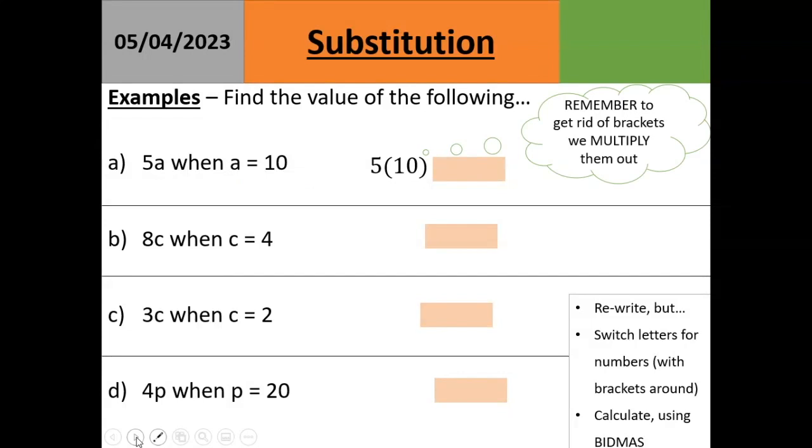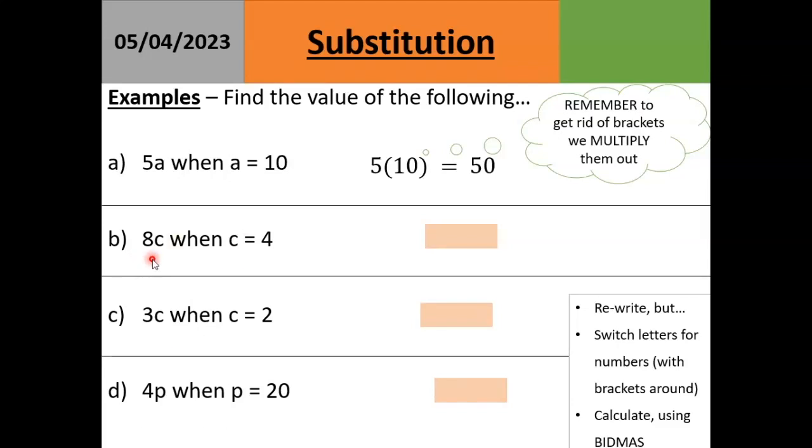So remember to get rid of the brackets, we multiply them out. Those brackets just indicate multiplication. Even in this expression, the two are touching, so there's no addition in between, there's no fraction, which indicates division. It means when they're side by side like that, they're being multiplied. So that's why we put the brackets, and then we just plug this into our calculator or do it in your head if you can. So 5 times 10 is 50.